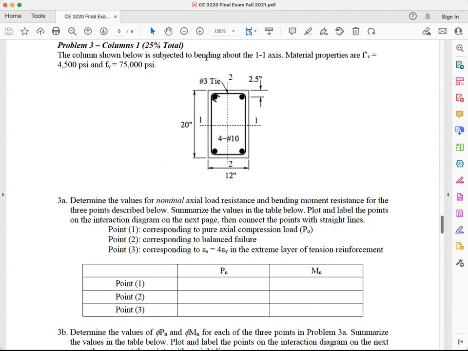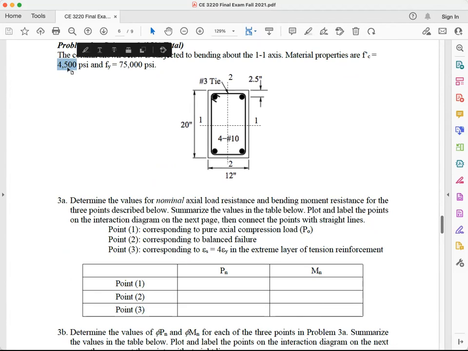So this is actually a bending about the 1-1 axis. In the example, I call it XX, but here I call it 1-1, but it's the same thing, okay? It's the shorter side, right? And material property of f'c, 4.5 thousand PSI, 4,500, right? The beta 1 is not 0.85. Let me say this again. A lot of students make this mistake, okay?